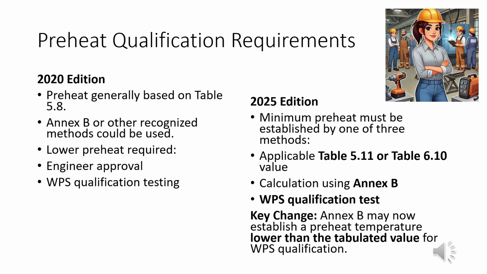The significant change here is Annex B. If the Annex B calculation produces a minimum preheat below the applicable tabulated value, that lower temperature can now be used for WPS qualification. So this isn't simply a reorganization of the old language. AWS has provided a clearer path for qualifying a lower minimum preheat.